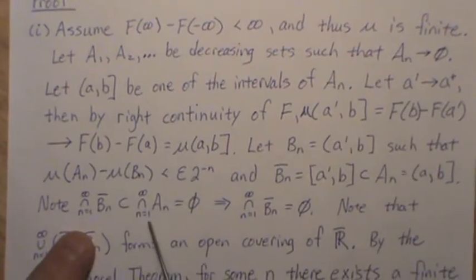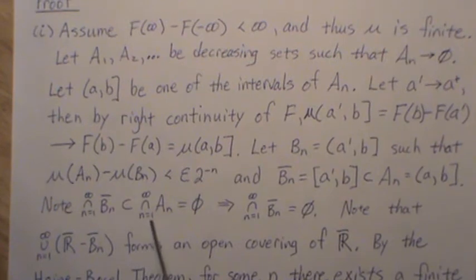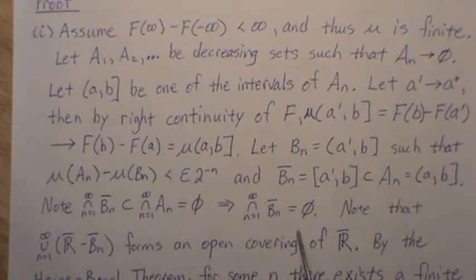Now, since the intersection of these closures is a subset of the intersection of AN, and this converges to the empty set, that says that this intersection converges to the empty set.